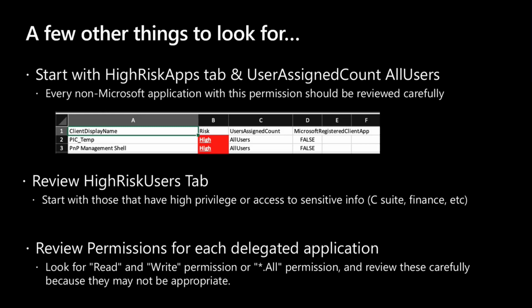The second place to look is the high-risk user tab, and do a quick scan to see if there's anyone that has access to sensitive info. Think of it this way: if somebody called you and said this account is compromised, and your stomach just drops and you'd be like, oh no, that's bad. Look for those people, right? Your executives, anyone in finance, people that maybe have access to sensitive information like mergers and acquisitions. See what applications they've consented to or what applications they have. That's another good place to start.